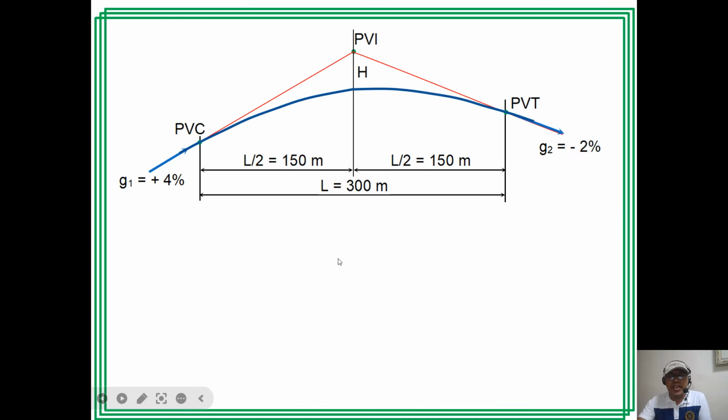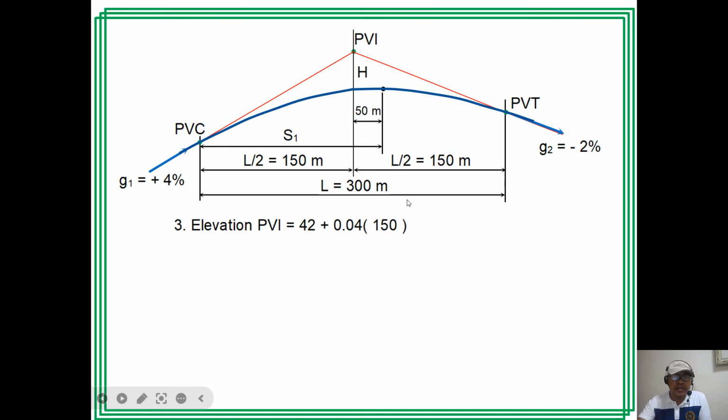The third question is the elevation of the highest point. So, in the figure, this is 50. Okay. So, I can solve for the elevation of the PI. So, this is elevation 42. I have grade 0.04 or 4% times a distance of 150. So, the elevation of the PI is 42 plus 0.04 times 150, and that is equal to 48.